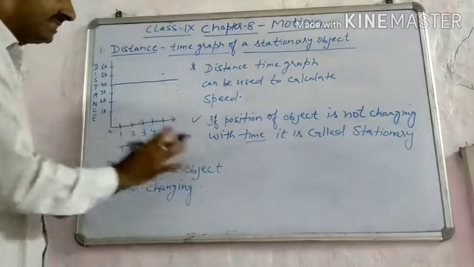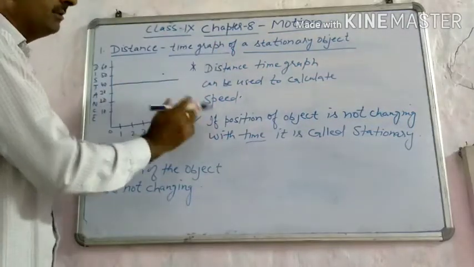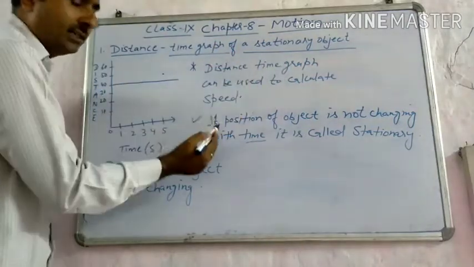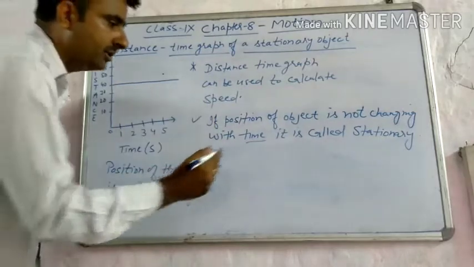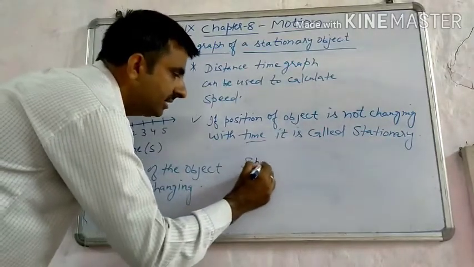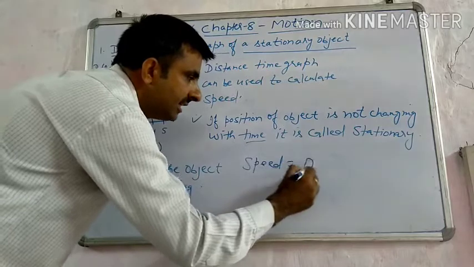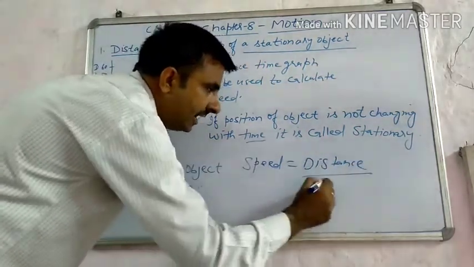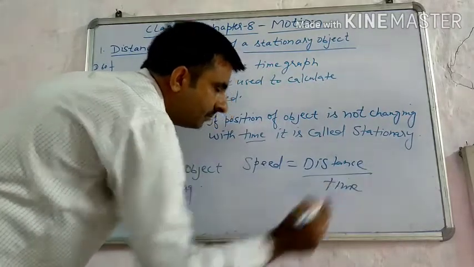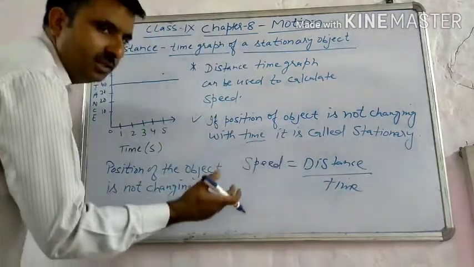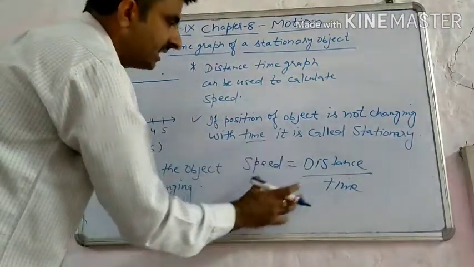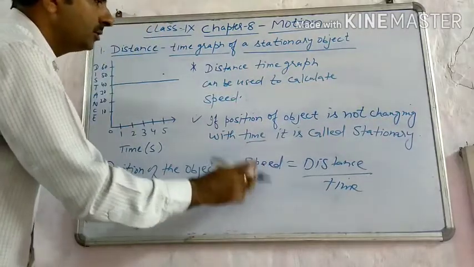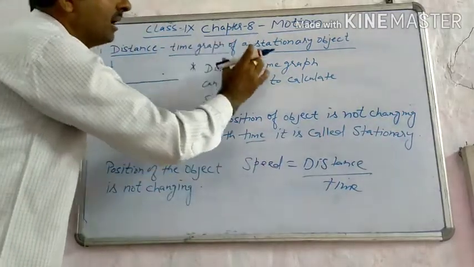और जो डिस्टेंस टाइम ग्राफ है, डिस्टेंस टाइम ग्राफ, that is used to calculate the speed, because speed क्या होती है? Speed is equal to distance or displacement by time. Okay, distance by time is speed. So speed निकालने के लिए हम यूज करेंगे ये distance time graph.